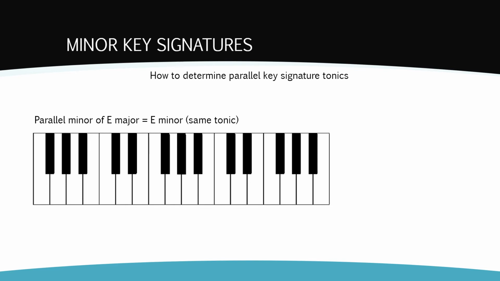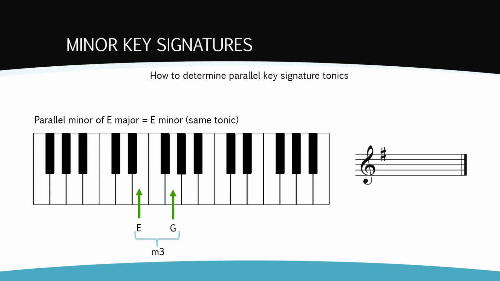We know it shares a key signature with its relative major key. Since we are determining the relative major from a minor key, we need to think up. Up a minor third from E is G. That means that E minor and G major share the same key signature. The key signature for G major is 1 sharp. That means that the key signature for the parallel key of E major, E minor, is 1 sharp. By using our knowledge of relative major and minor, we are able to determine the key signatures of parallel keys.